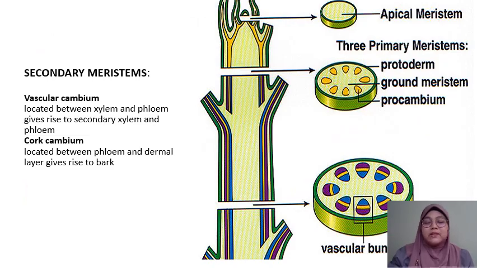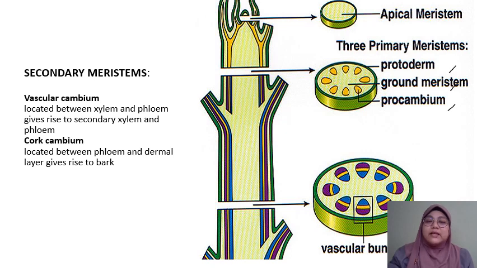So remember that we've learned before that meristem cells mature into three primary meristems. First we have the protoderm that gives rise to the epidermis, and then we have the procambium that gives rise to vascular tissues, and then we have ground meristem that gives rise to ground tissues.